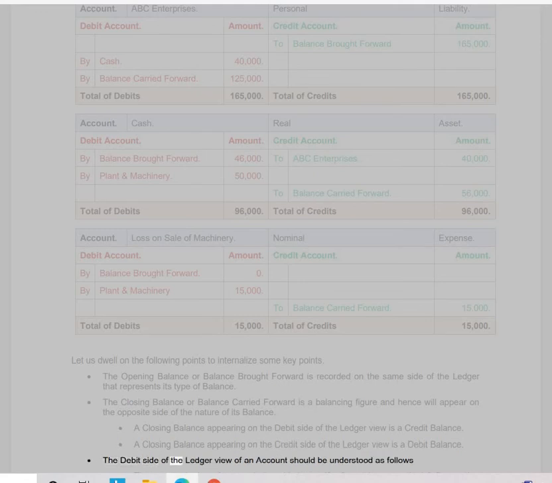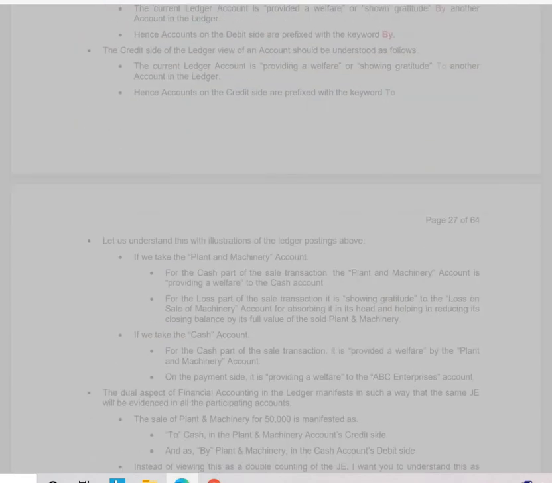The debit side of the ledger view of an account should be understood as follows. The current ledger account is provided a welfare, or shown gratitude, by another account in the ledger. Hence accounts on the debit side are prefixed with the keyword "by". The credit side of the ledger view of an account should be understood as follows. The current ledger account is providing a welfare, or showing gratitude, to another account in the ledger. Hence accounts on the credit side are prefixed with the keyword "to".